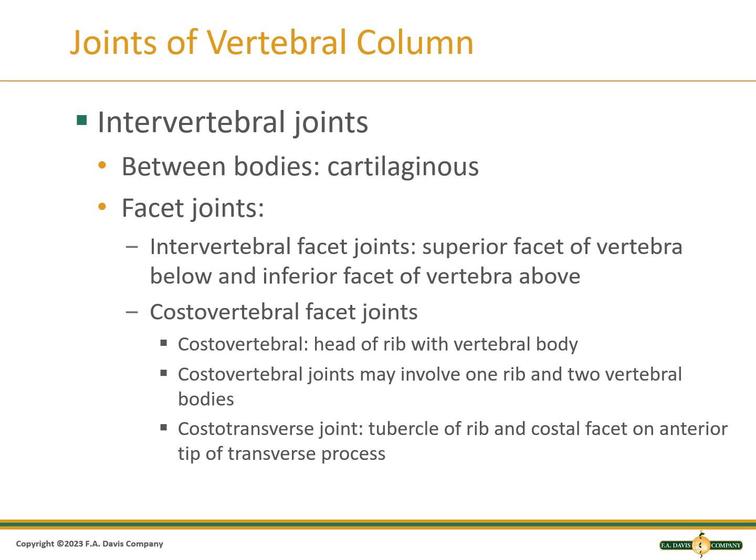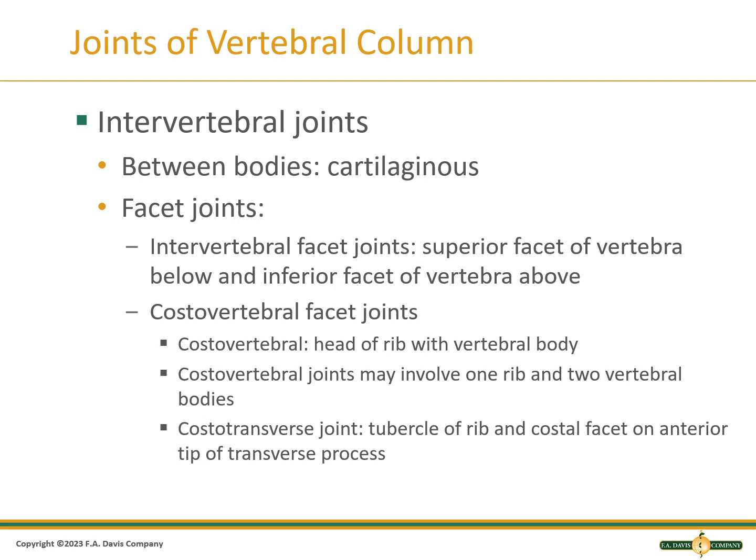Our facet joints have several different types of facet joints. So we have our intervertebral facet joints, which is the superior facet of the vertebra below and the inferior facet of the vertebra above articulating together. And that helps to influence the type of motion that can happen at that vertebral level. Then we have our costovertebral facets. So remember, costal is going to refer to the ribs and vertebral, the spine. So we're looking at the articulation of ribs and spine here. So costovertebral is the head of the rib with the vertebral body.